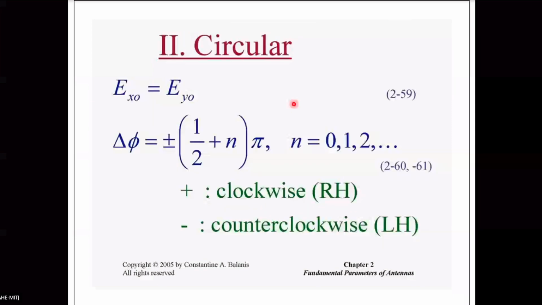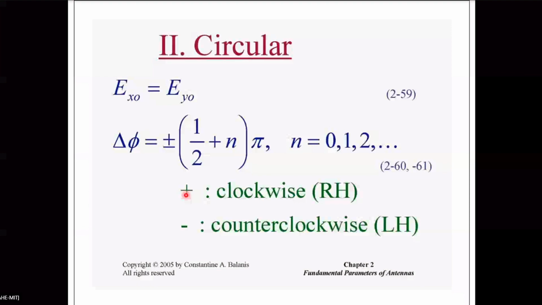Okay, now circular polarization. What is the condition for circular polarization? Ex naught is equal to Ey naught. And delta phi is the phase difference between the x component and y component. The y component is ahead of the x component by delta phi. So delta phi should be plus or minus pi by 2, that is, plus or minus half n pi, n is 0, 1, 2, 3.